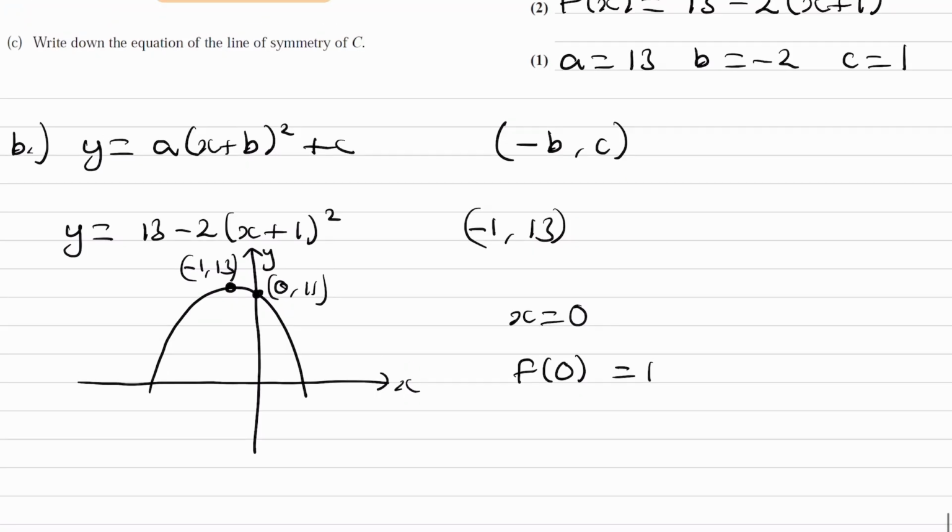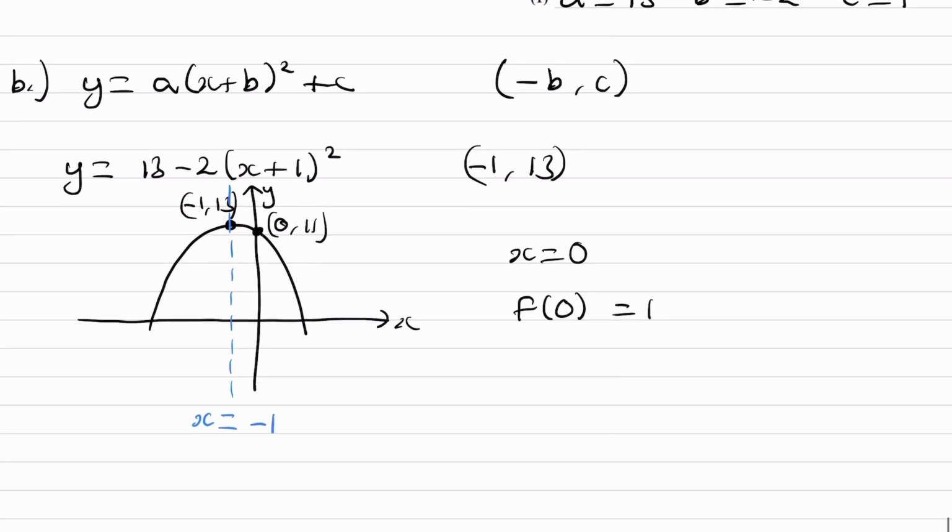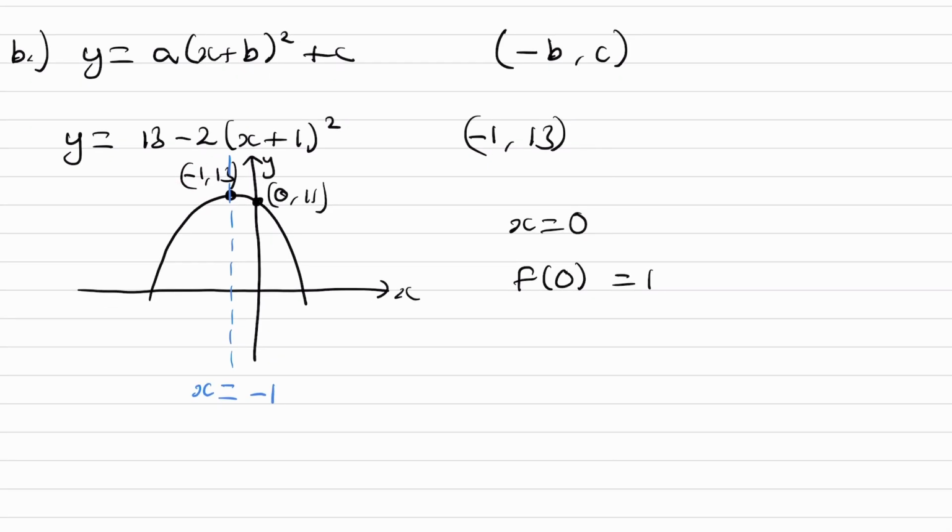And then for part C, we want to write down the equation of the line of symmetry. So the line of symmetry is this. Through the turning point, that is a vertical line. All vertical lines have equations of the form of x is equal to something, because every single point on that line has the same x-coordinate, and in this case, that x-coordinate is minus 1. So x is equal to minus 1. That is the equation of the line. So for part C, x is minus 1.